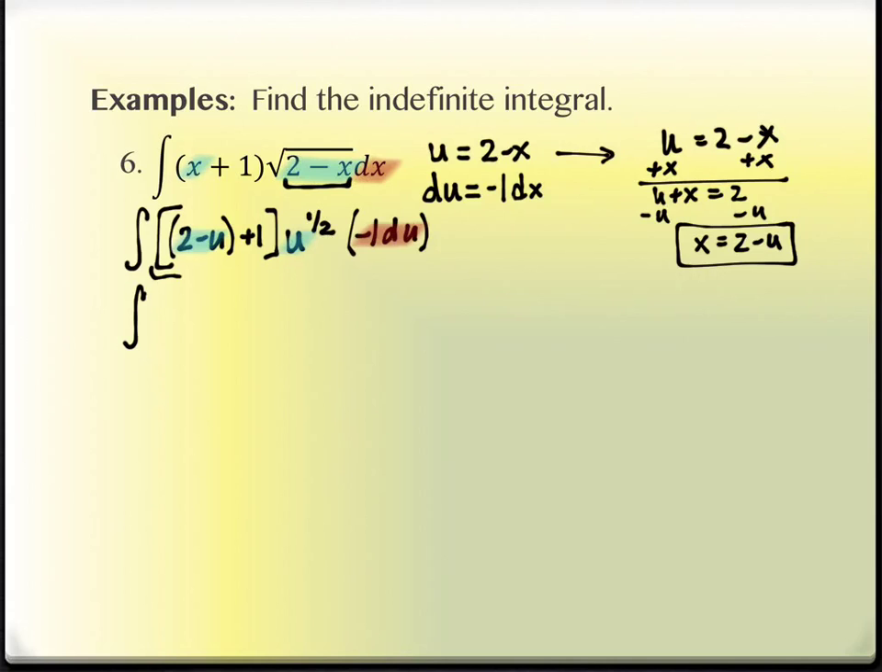So the part that's at the beginning, this part right here, is 2 minus u plus 1. What is that? 3 minus u. Then I have u to the 1/2. I have a negative du, so I'm going to distribute my negative through here. Okay, I just distributed this negative.